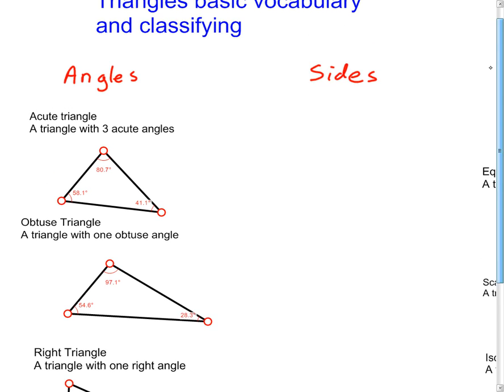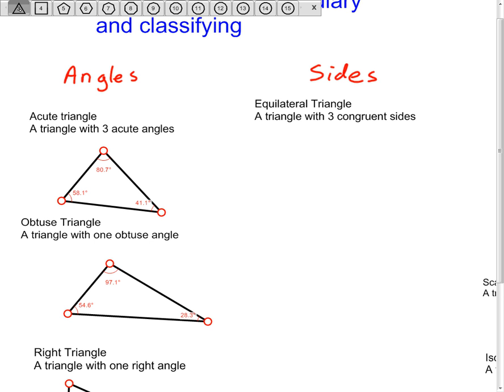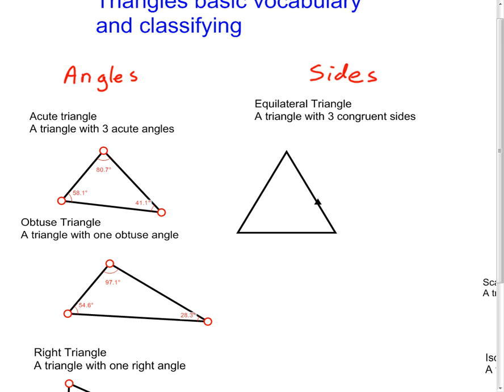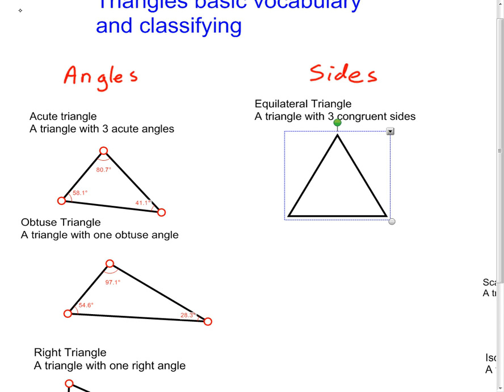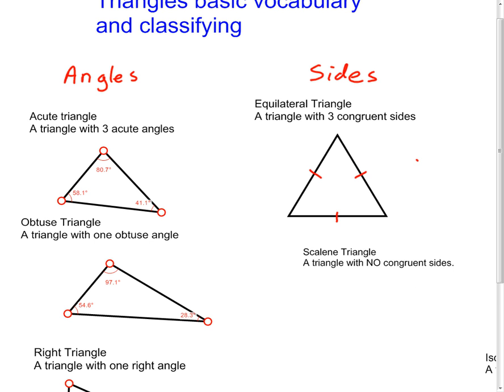Okay, back up here, now we're talking about sides. You're probably familiar with an equilateral triangle. I'm going to use a different drawing tool here to find an equilateral triangle. Here's an equilateral. There we go. I can get as many equilateral triangles as I want, but here's one. This triangle has 3 congruent sides, and we would show that by marking it like this. There's another kind of triangle called a scalene triangle with no congruent sides.